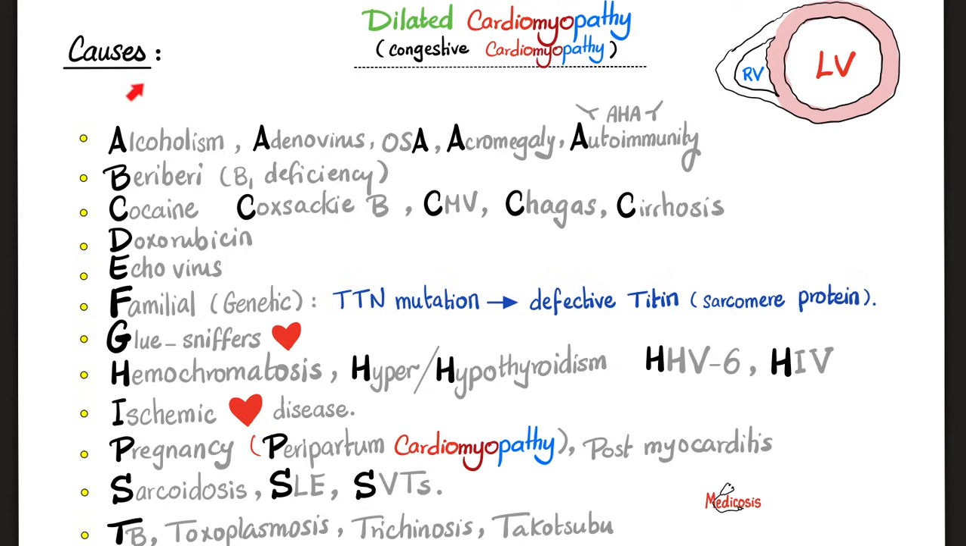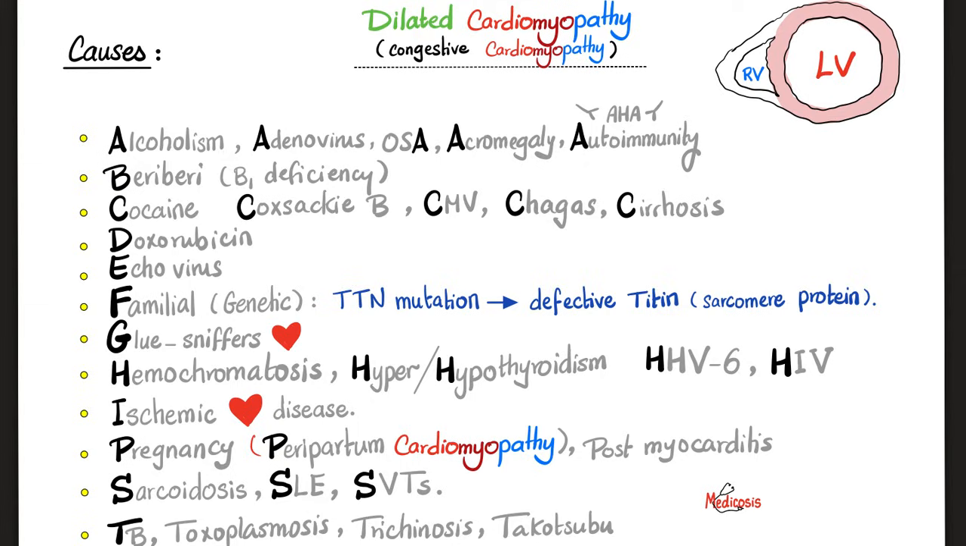Dilated cardiomyopathy causes. I have the A, B, C, D, E, F, G, H, I, and then you go PST. A. Alcoholism, adenovirus, obstructive sleep apnea, acromegaly, and autoimmunity. Have you ever heard of anti-heart antibodies? Yes, indeed, they do exist. Beriberi, or vitamin B1 deficiency, which is thiamine, not to be confused with thymine. Thymine is a nitrogenous base in your DNA, but thiamine is vitamin B1.